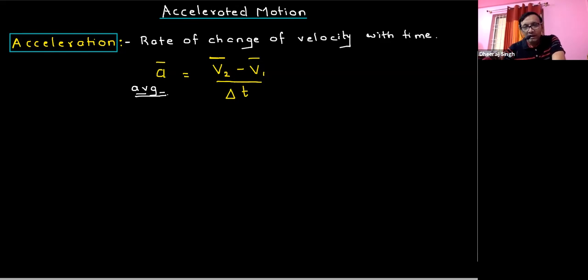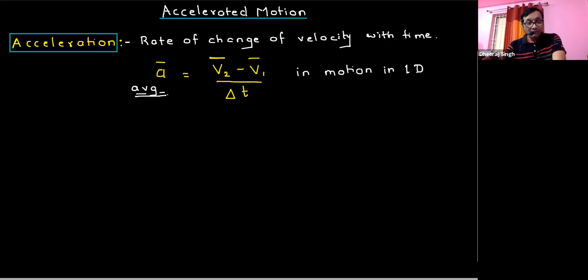All right. Now in motion in 1D, everything will be along one straight line, and direction you take care of with sign. This way it will be positive, that way it will be negative. So you need not include a lot of concepts from vectors. One direction take positive, other negative, and then take the difference. You'll get the average acceleration. Fine.